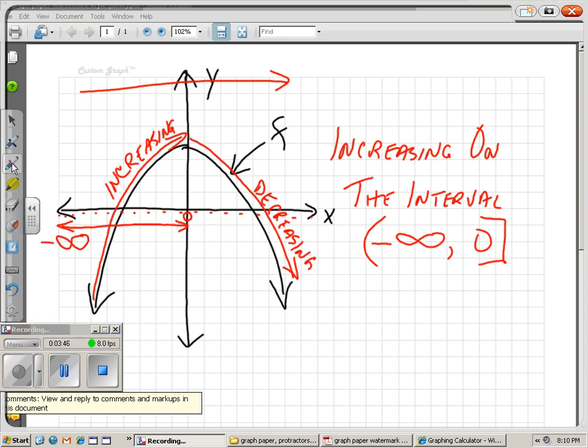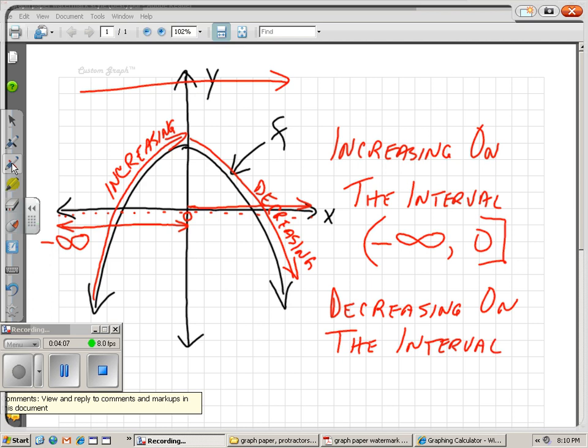Okay, and when is it decreasing? It's decreasing from this point, 0, out to infinity. So decreasing on the interval from 0 out to positive infinity. Infinity cannot be included, so it's a parentheses. 0 is included, so it's a bracket.